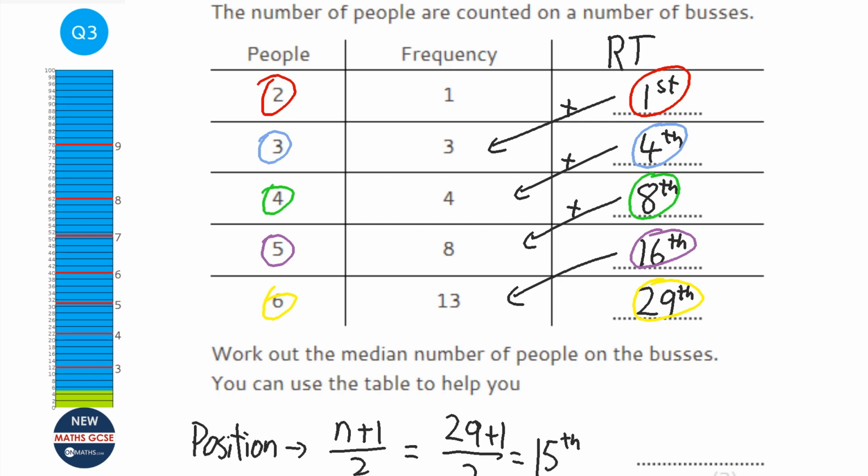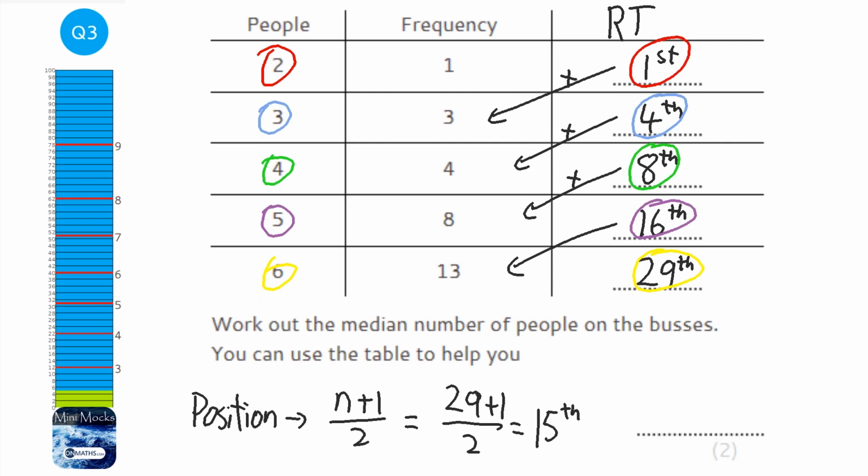Now if the 8th value is the biggest one in the 4 people group, then the 15th value must be in the group with 5 people. So it must be in the group with 5 people. Now a few other ways you can do this is you can write out the numbers in one long list. That's easy for this question because there's only 29 values. I say it's easy, that would take you a while, but if in the exam there's 100 values, that's slightly harder to do it for.